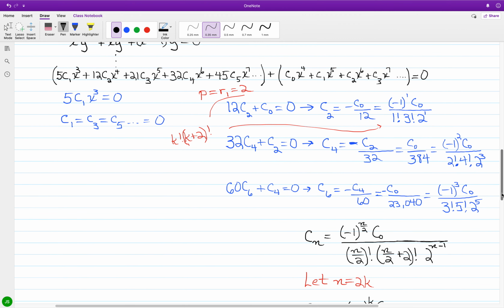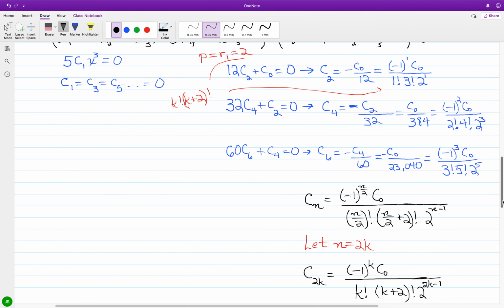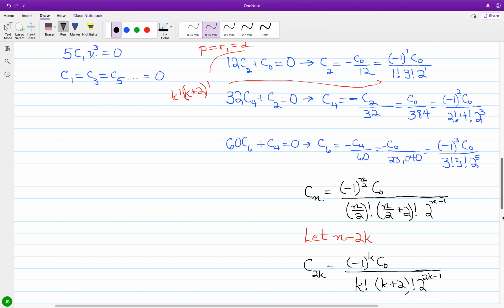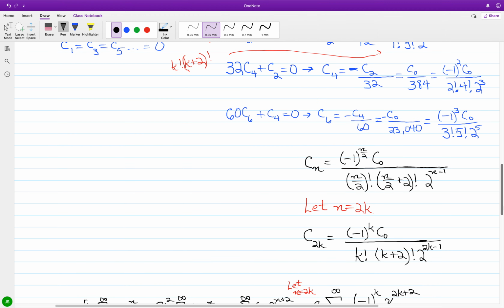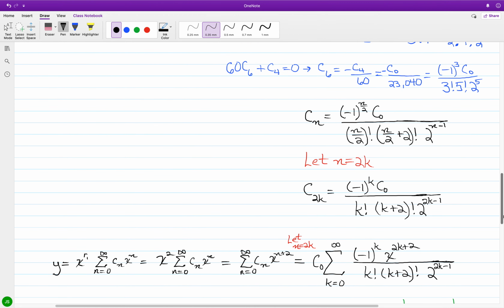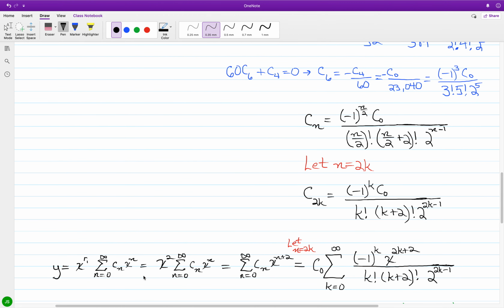If we let n be equal to 2k, we're going to have c of 2k is equal to negative 1 to the k c naught, and we have k factorial, k plus 2 factorial, and we're going to have 2 over 2 to the k minus 1, or 2 to the 2k minus 1. So we have the expression for y, which is what we had in our setup when we had the summation in terms of the variable n.